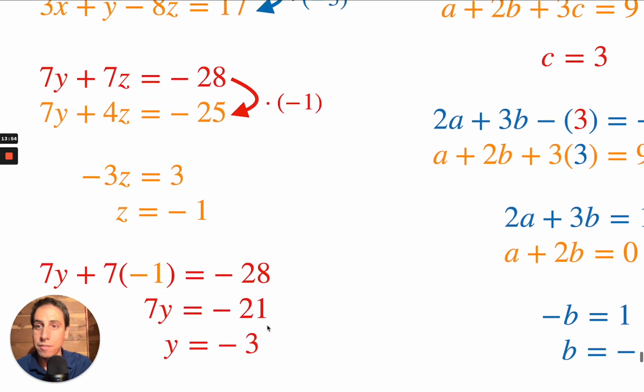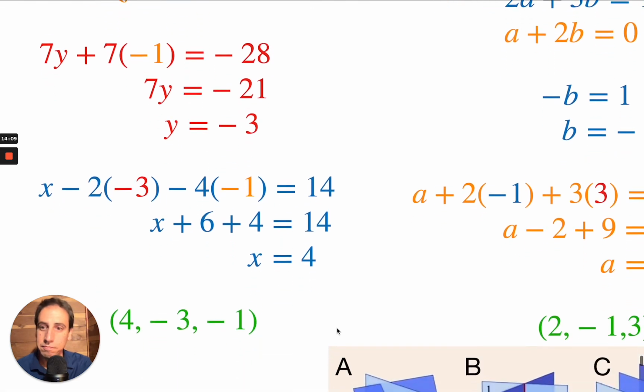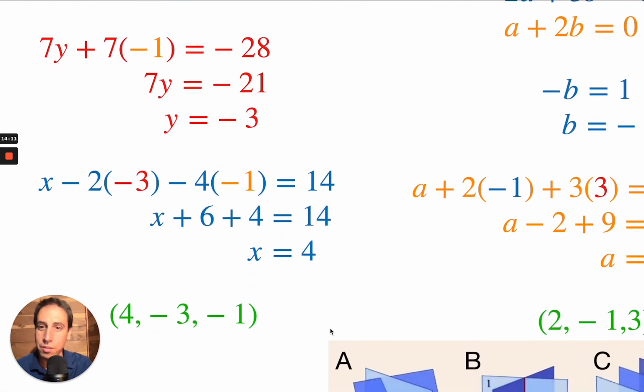Now that we have z and y, I can use one of the original equations. I'll choose the blue one because it's a little simpler. It has one less number in it. Plug in what I know and solve and get x equals 4. And there it is: 4, comma, -3, comma, -1.